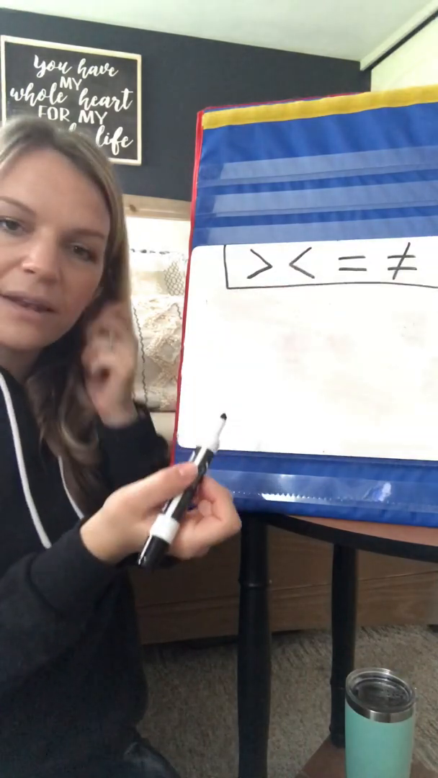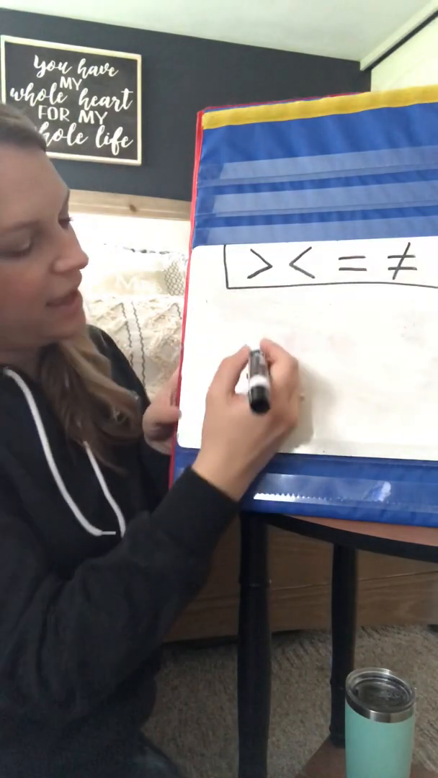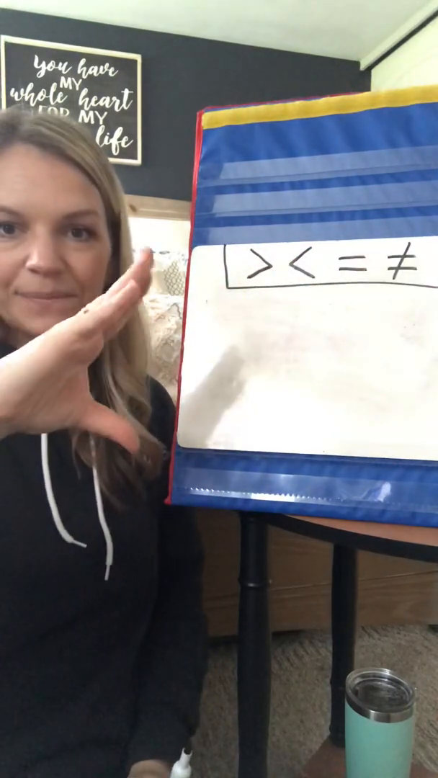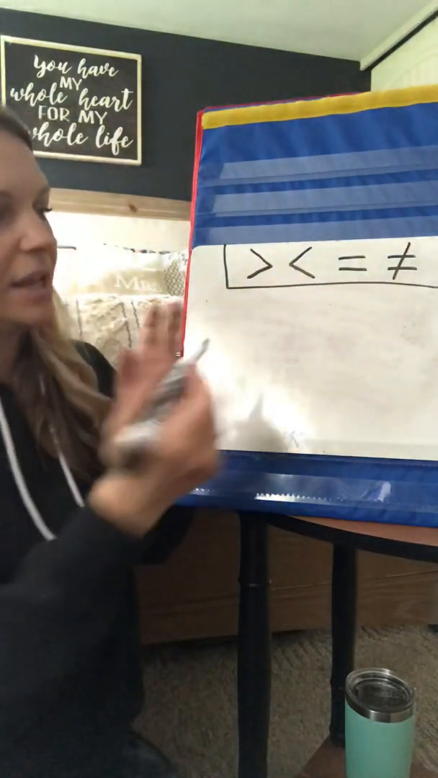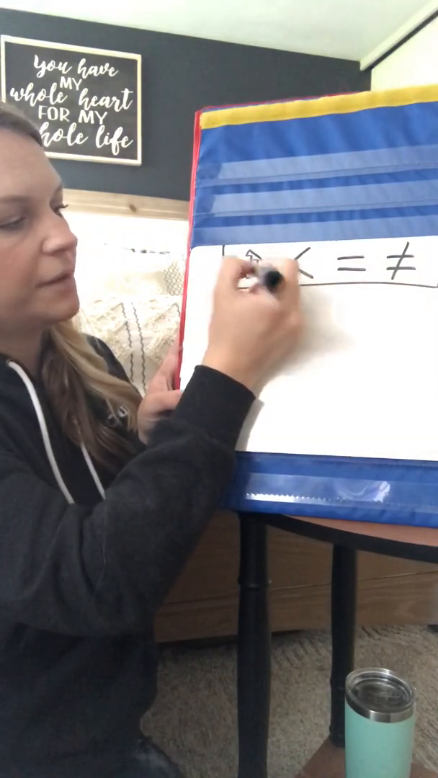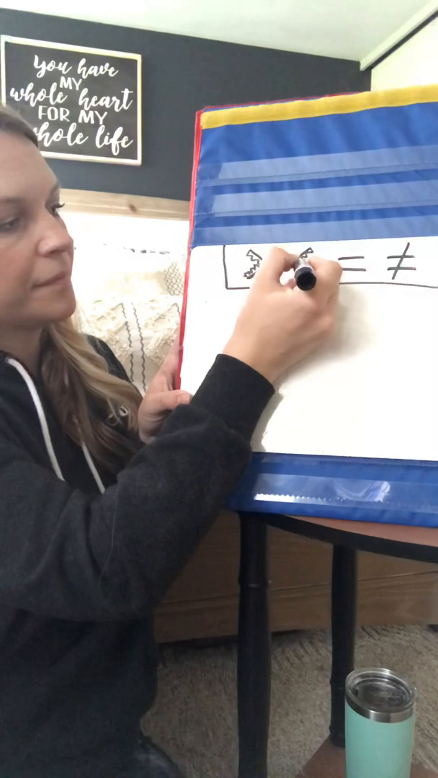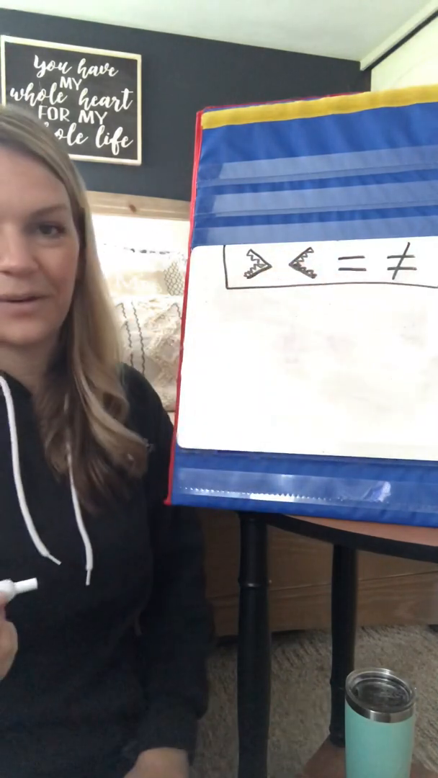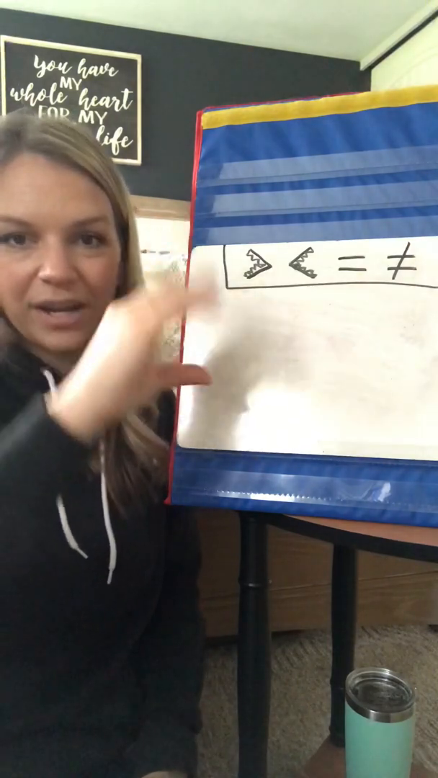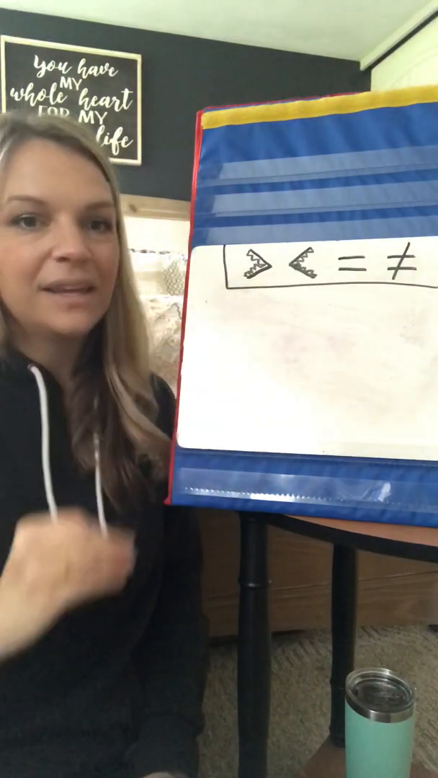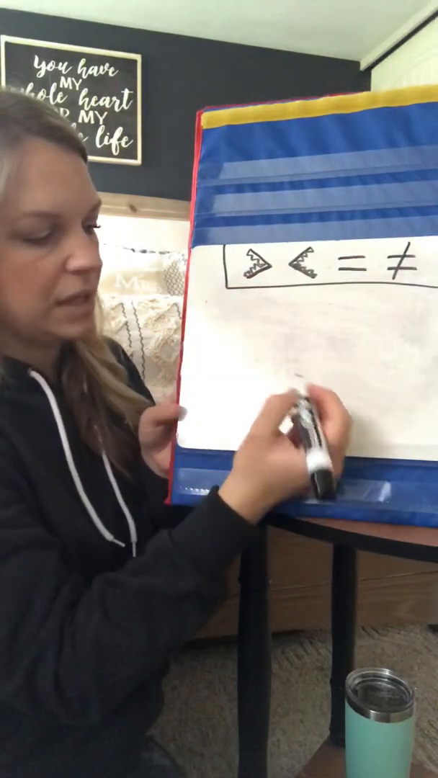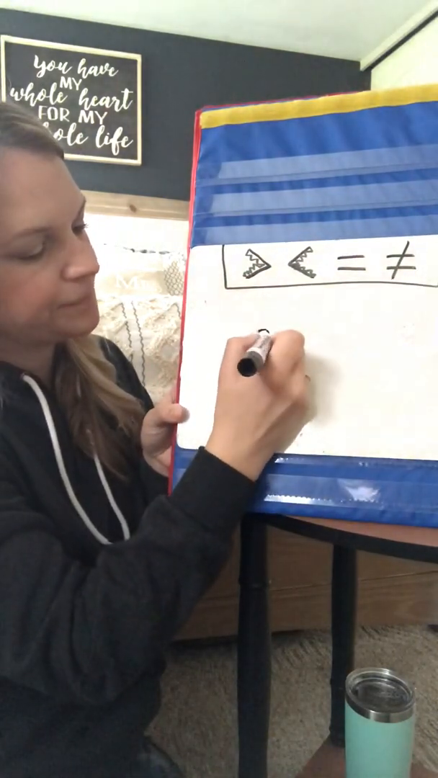We have greater than, less than. Okay, and I want you to think of these as little alligator mouths. Okay, if we pretend like there's some teeth in there, now they really look like alligator mouths, right? And the alligator mouth loves to eat the bigger number. Okay, so they love to eat more and more food, so they like the bigger number.